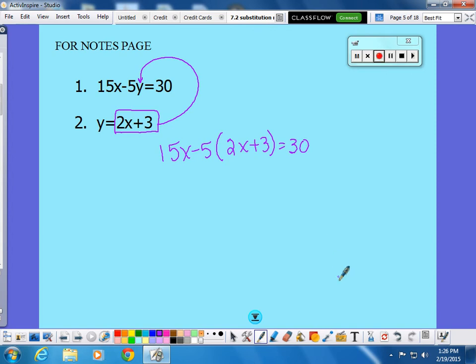You can combine like terms. That's exactly right. It just becomes a multi-step equation. Now let me ask you a question. Why did I insert parentheses?